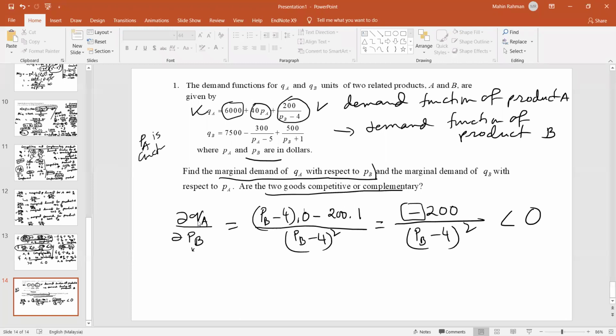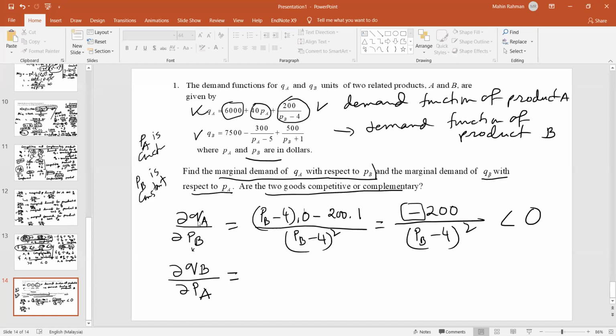So now, secondly, you have to calculate the marginal demand of product B with respect to the price of product A. So that means you have to calculate delta QB divided by delta PA. Okay, here you see that we have to differentiate this equation with respect to the price of product A. That means PB will be constant.